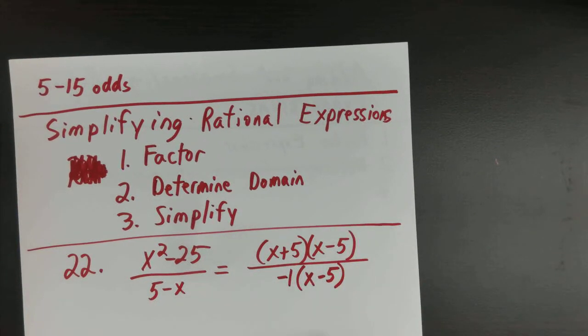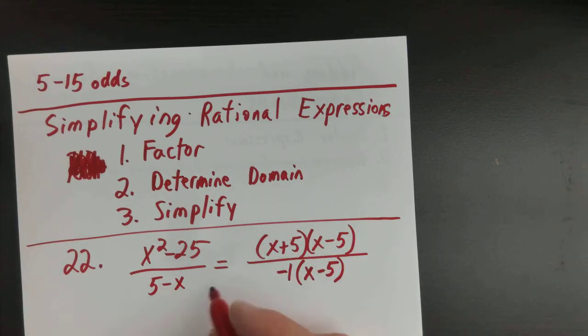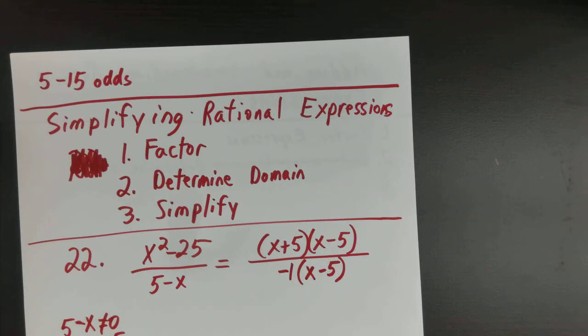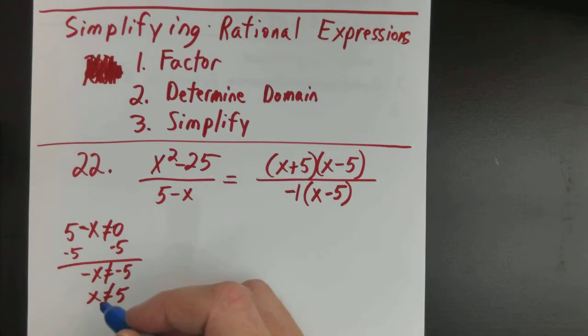That gets those to match up. Now I'm going to cross those off, but I do want to think about the domain while it's still factored. Notice that 5 minus x can't be 0. So if I subtract 5, negative x can't be negative 5, so x cannot be 5. All right, let's keep that aside for our final answer. Just keep that in mind. So we've talked about the domain here a little bit.